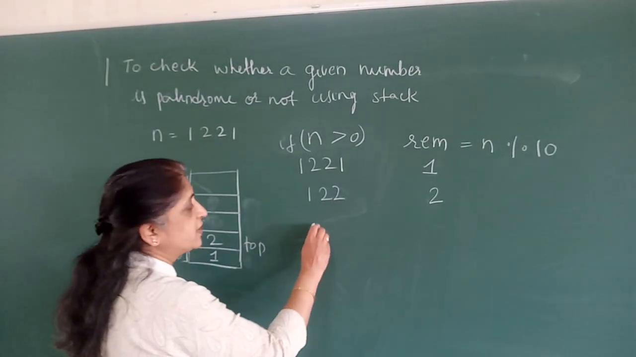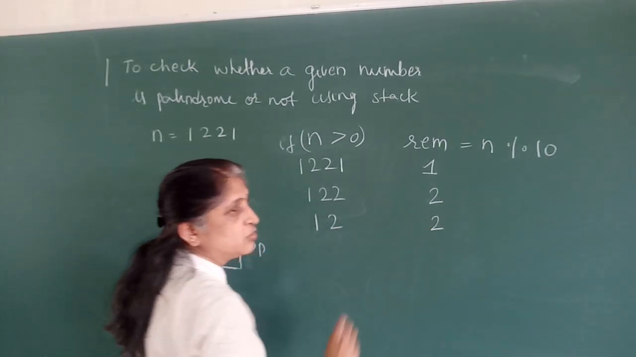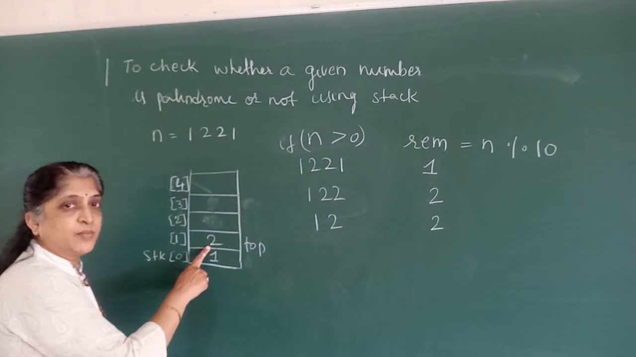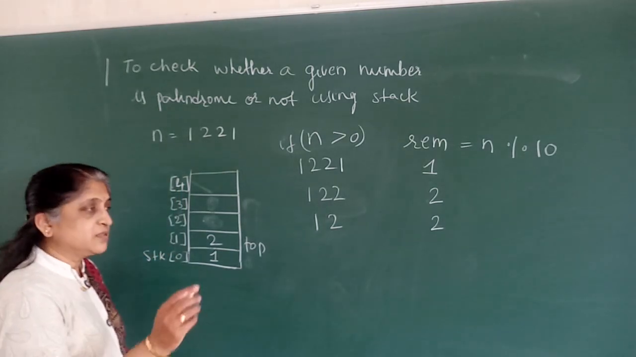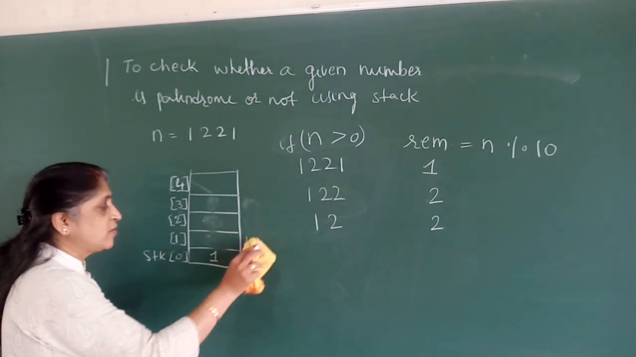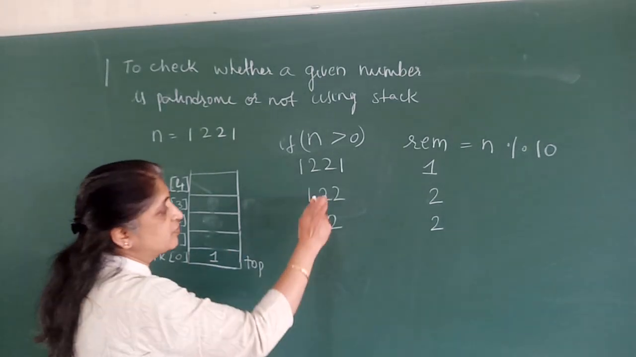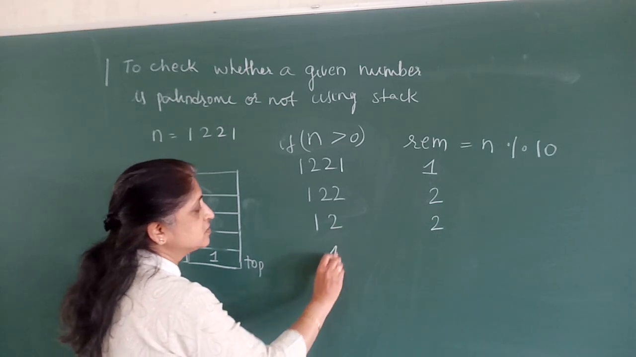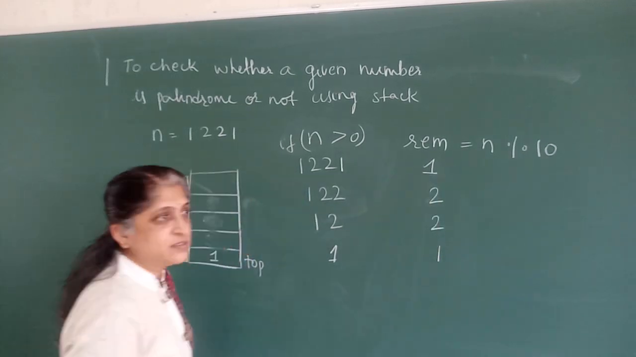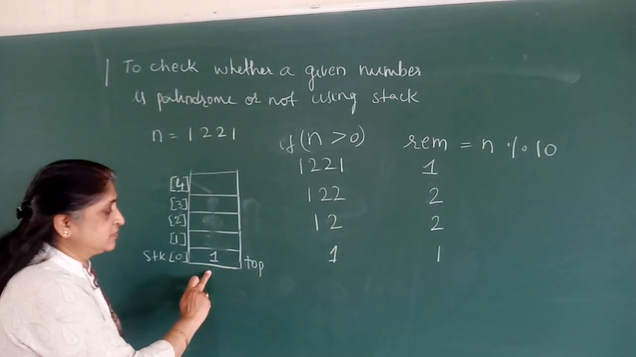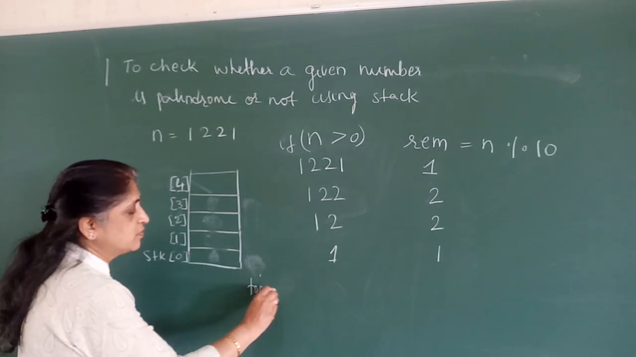Again perform this operation. Divided by 10, it becomes 12. Perform mod. 12 mod 10 is 2. Pop from the stack. I am popping 2, that is the popped element is equal to the remainder, the number may be a palindrome. So I have popped this. So now on top of the stack I have only 1. Then again perform this operation. 12 divided by 10 is 1. Remainder is also 1, that is 1 mod 10 is 1. Pop from the stack, I have popped the element. Top is equal to -1.